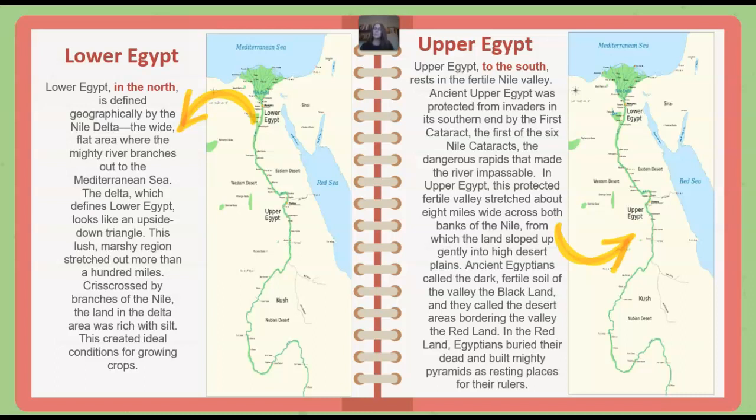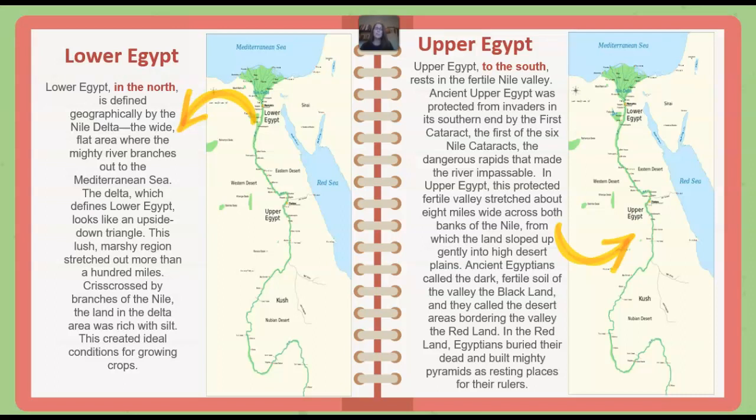This lush, marshy region stretched out more than 100 miles, crisscrossed by branches of the Nile. The land in the delta areas was rich with silt. This created ideal conditions for growing crops, and that silt is from the Nile River overflowing and flooding onto the banks. Upper Egypt. Upper Egypt to the south rests in the fertile Nile Valley.